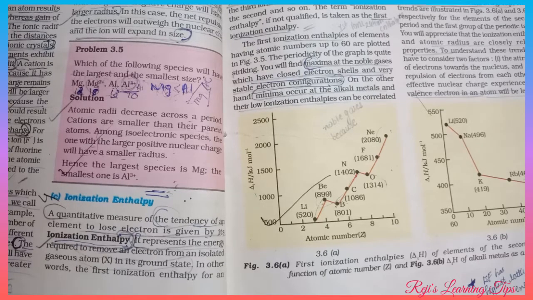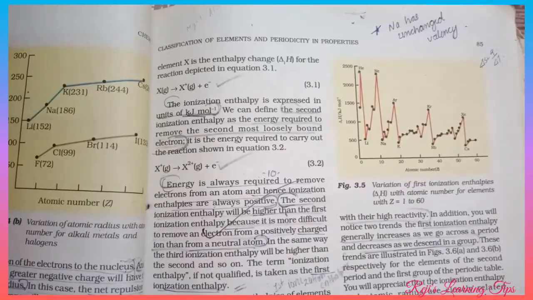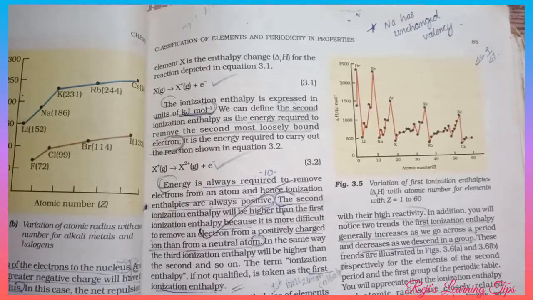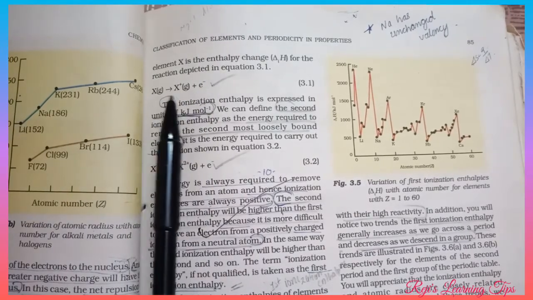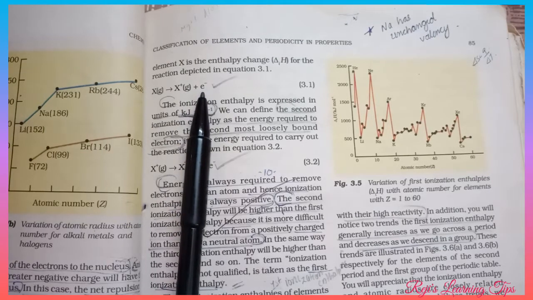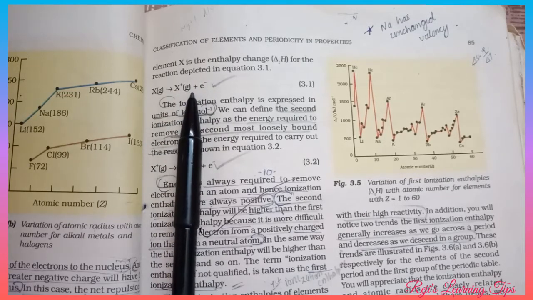Ionization enthalpy is the energy, that is an enthalpy change, energy change. Otherwise, the energy required to remove an electron from an isolated gaseous atom in its ground state. The first ionization enthalpy for an element X is the enthalpy change for the reaction depicted: X gives X plus plus electron. This is known as first ionization enthalpy. Here the first loosely bound electron is removed, so the energy required to remove this first loosely bound electron is known as first ionization enthalpy.